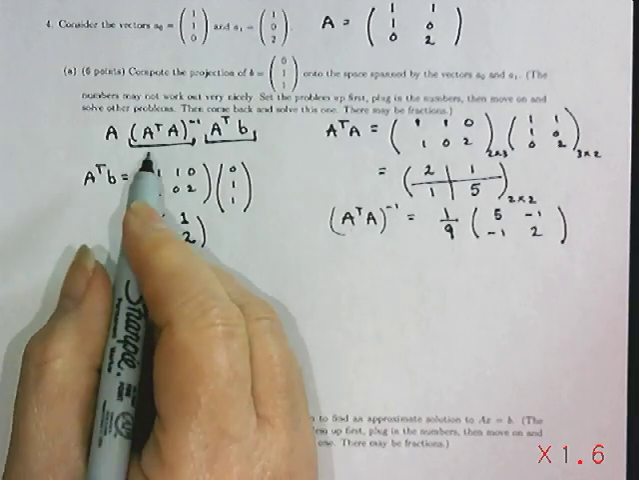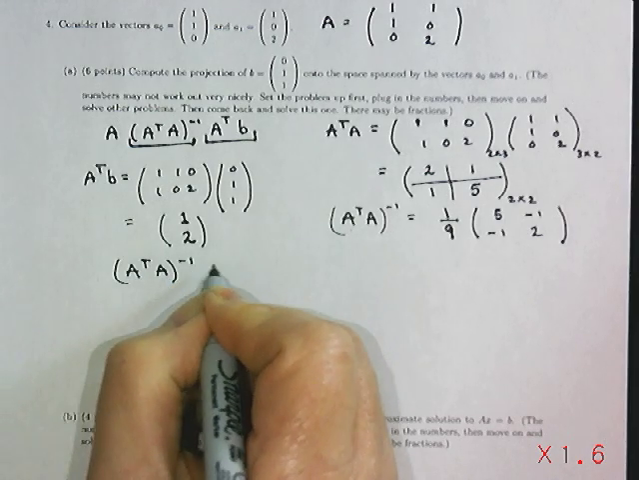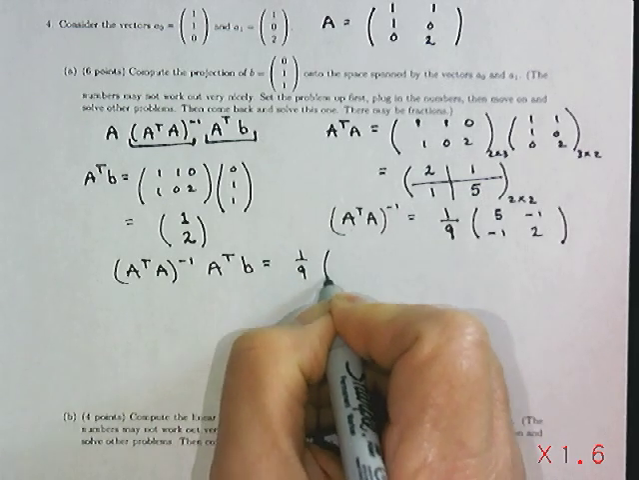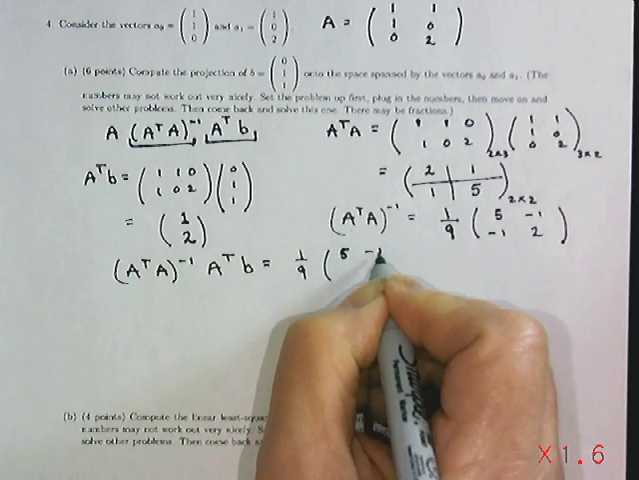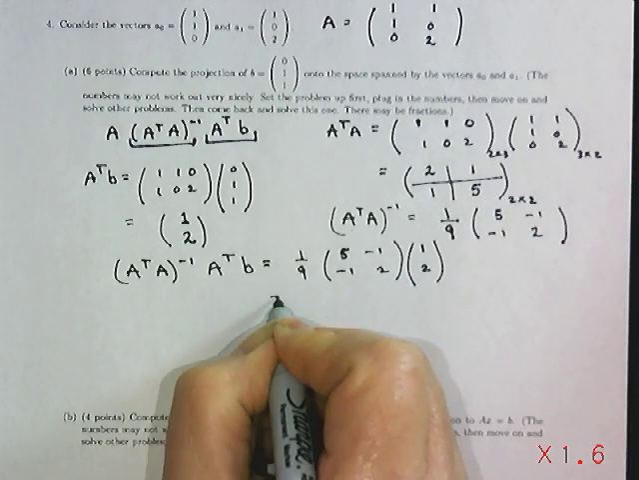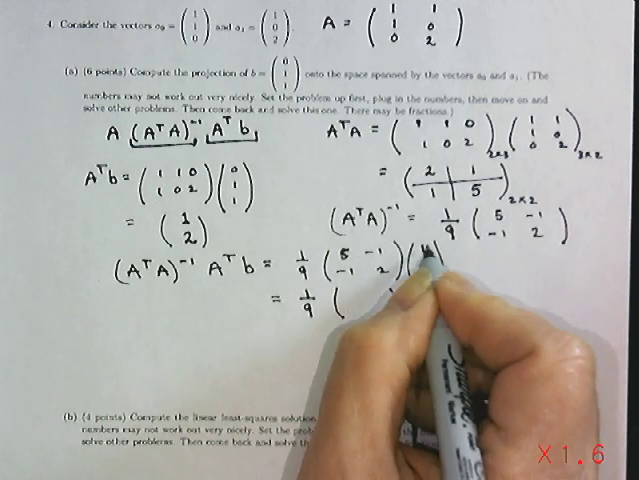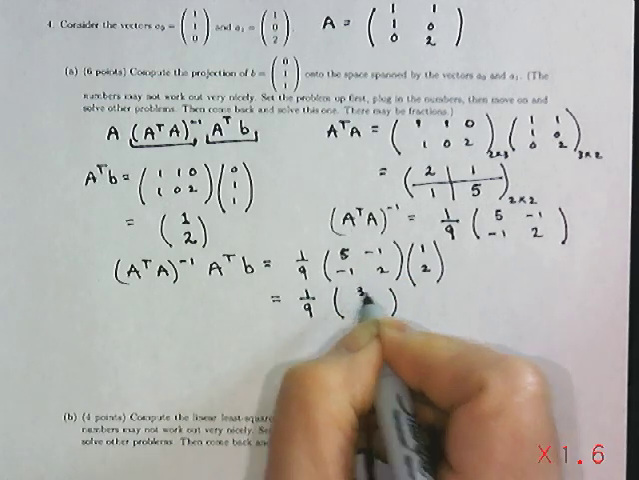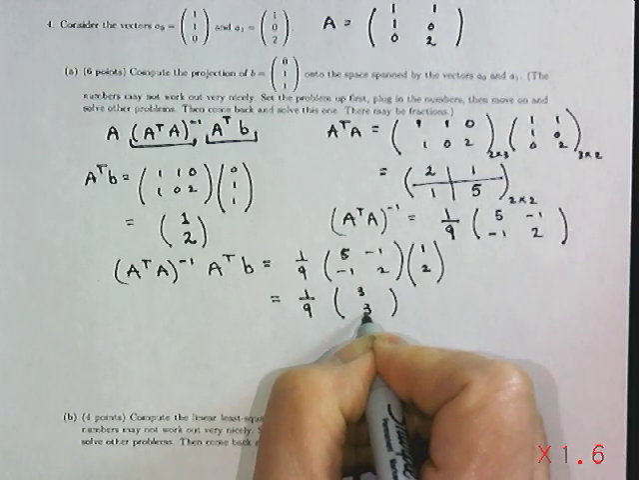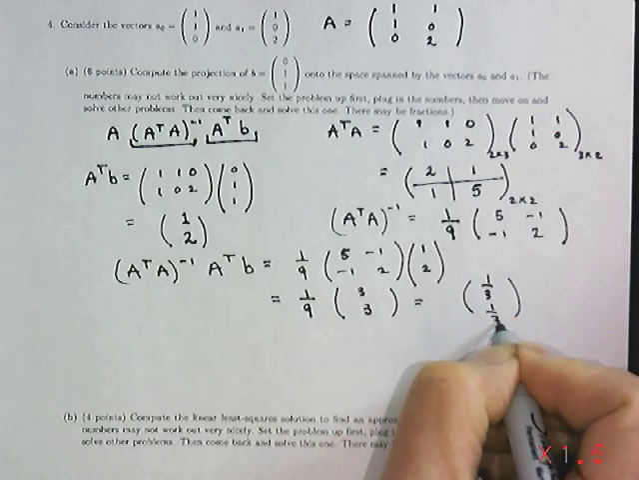So now if I take A transpose A inverse times A transpose B, it means I multiply 1/9 times the matrix with entries 5, -1, -1, 2, to the vector with entries 1, 2, and the result is going to be the vector 1/9 times 5 times 1 plus -1 times 2 is 3. -1 times 1 plus 2 times 2 is again 3. So it actually is the vector with components 1/3, 1/3.